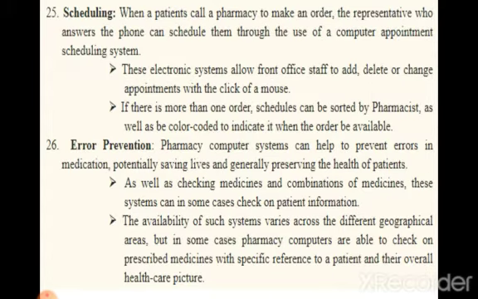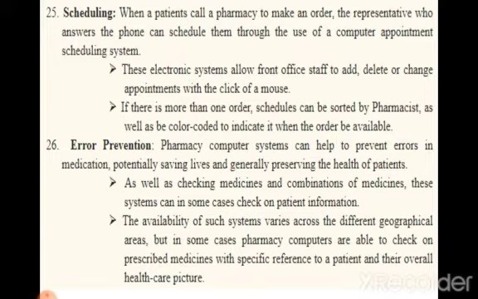25th one. Scheduling. When a patient calls a pharmacy to make an order, the representative who answers the phone can schedule them through the use of a computer scheduling system, like an appointment. These electronic systems allow front office staff to add, delete, or change appointments with the click of a mouse. If there is more than one order, schedules can be sorted by pharmacist as well as color coded to indicate when the order will be available.